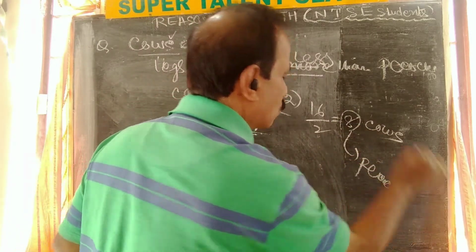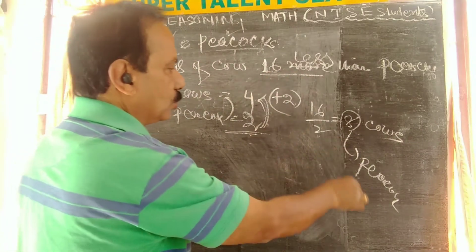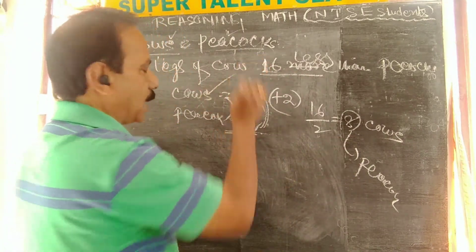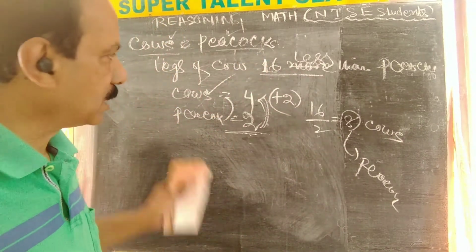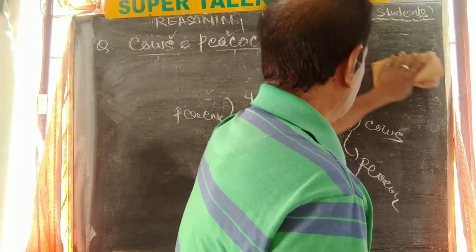Simply, you change your questions. 16 less, so it will be pick up. 16 more of what? Cows. So the difference there will be the right answer. Then you see one more question.